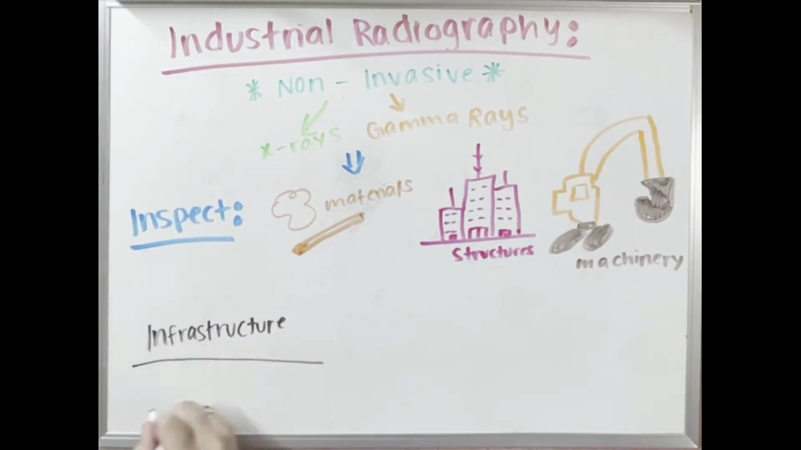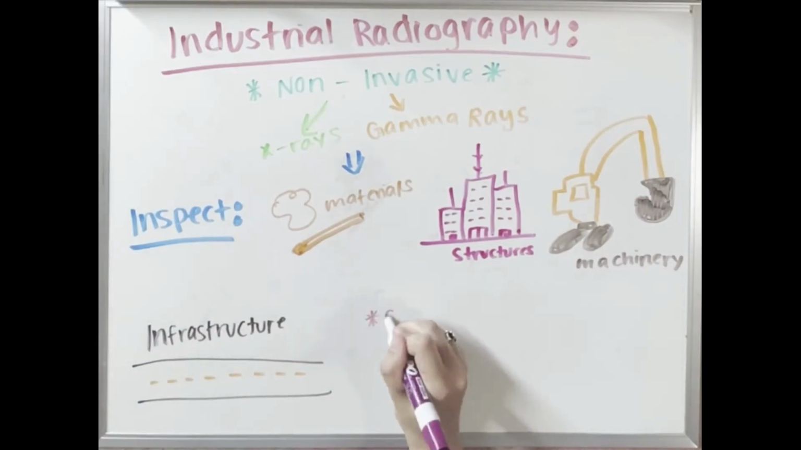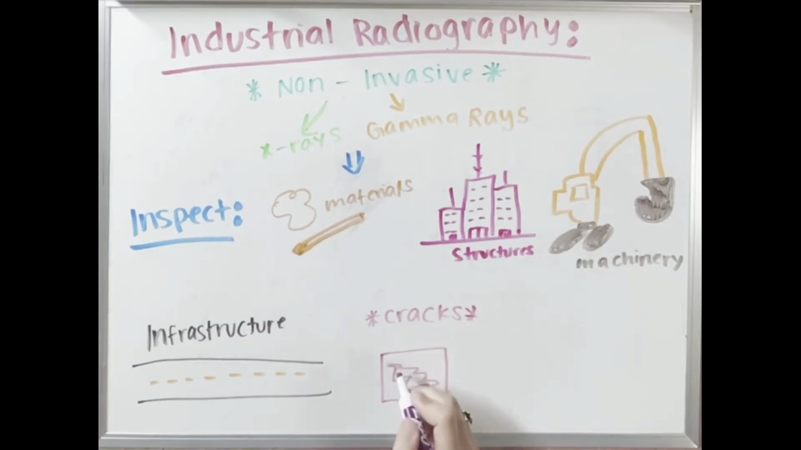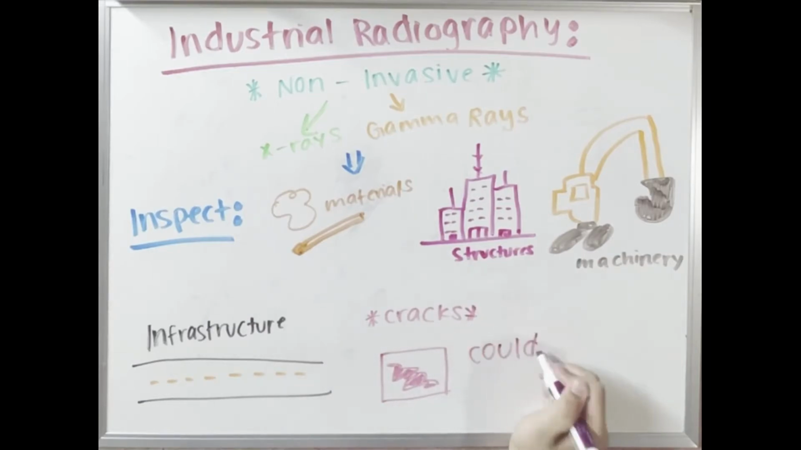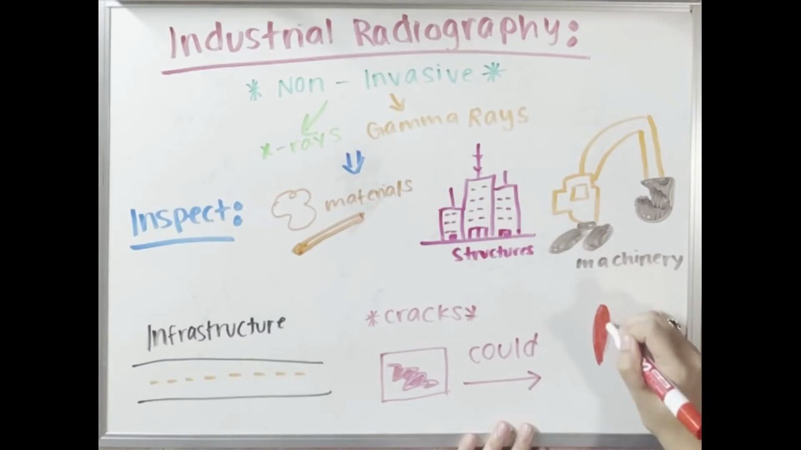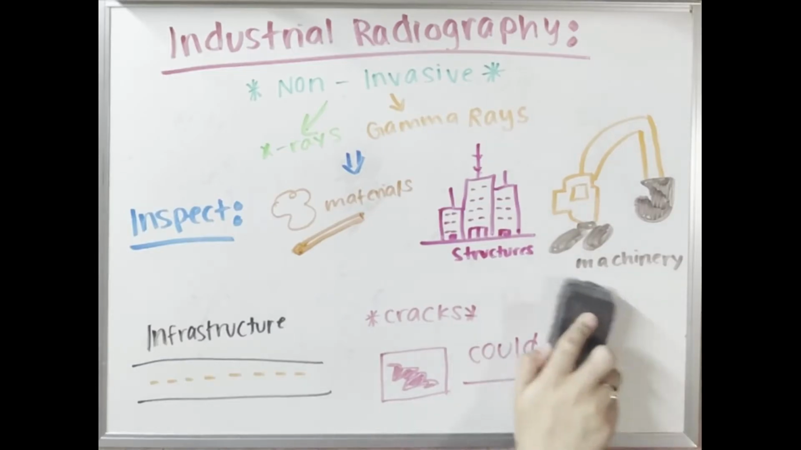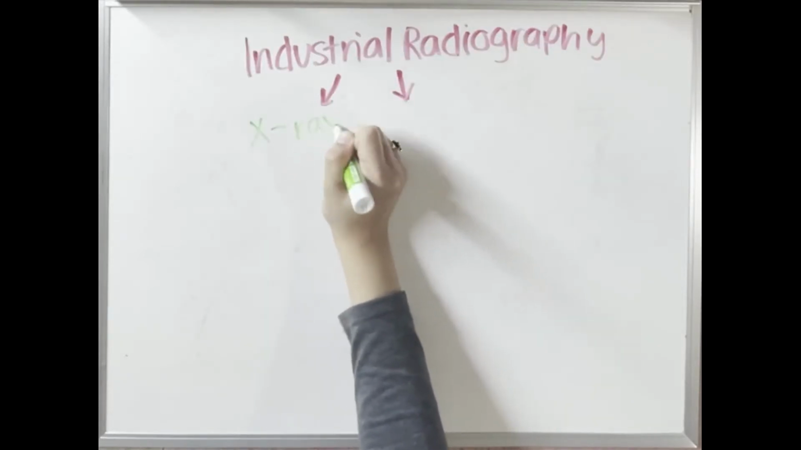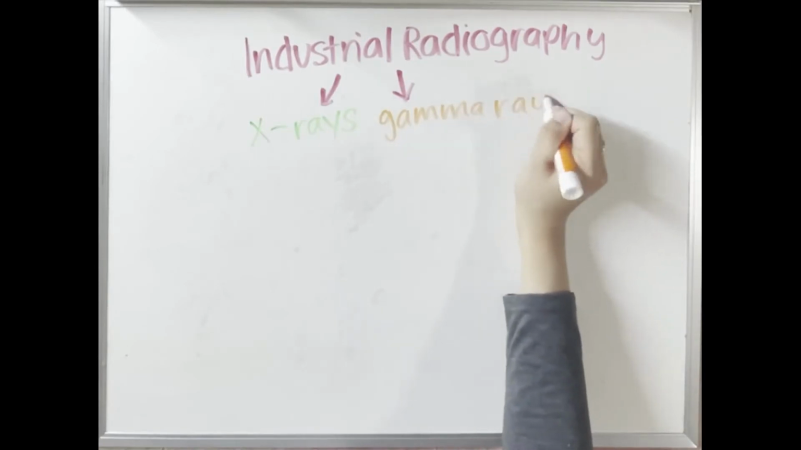Often used on infrastructure, such as pipes and roads, industrial radiography checks for cracks and other structural defects that could shorten the lifespan of an object. Without it, cracks in pipes and pores in concrete would go unnoticed, putting infrastructure and lives in danger. There are two forms of industrial radiography, X-ray and gamma ray.